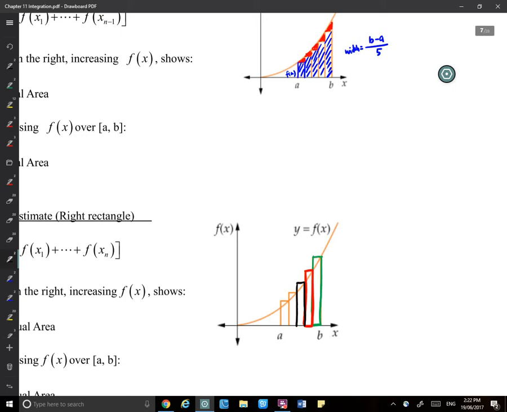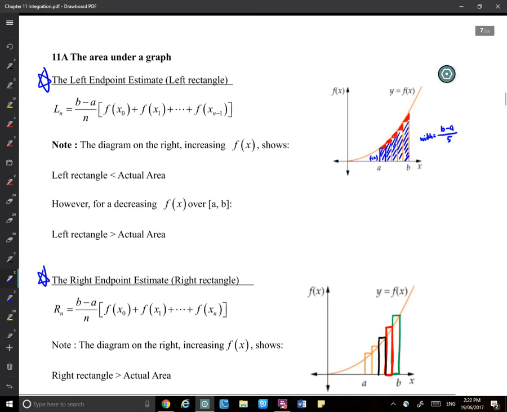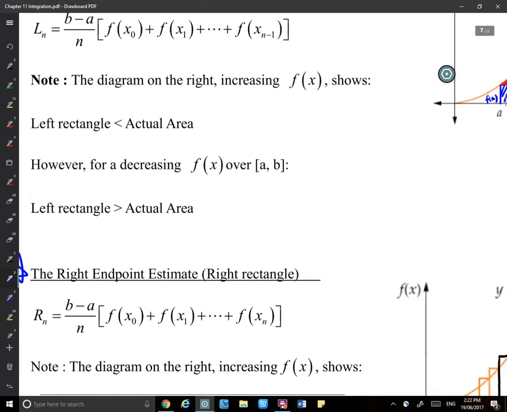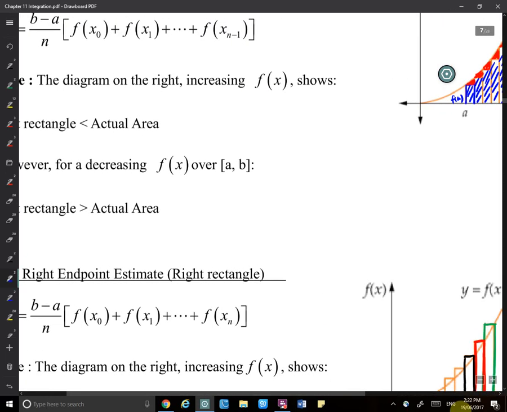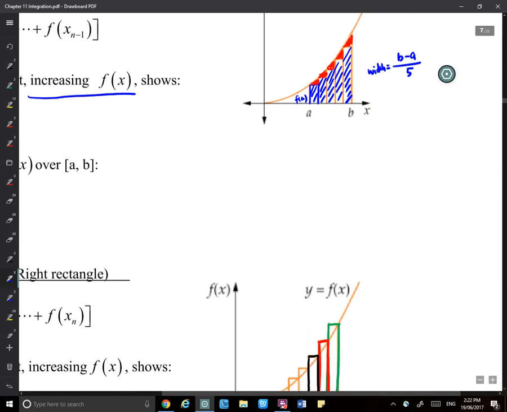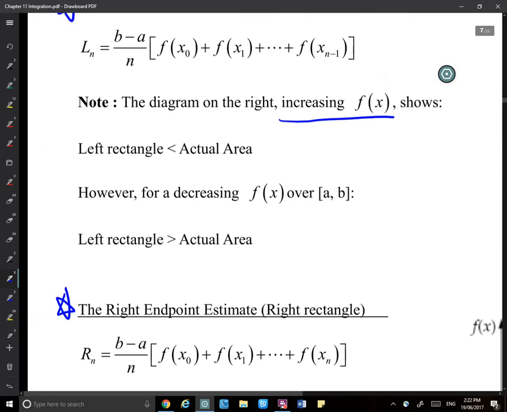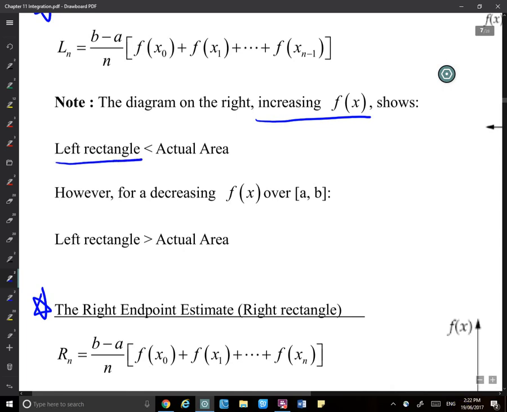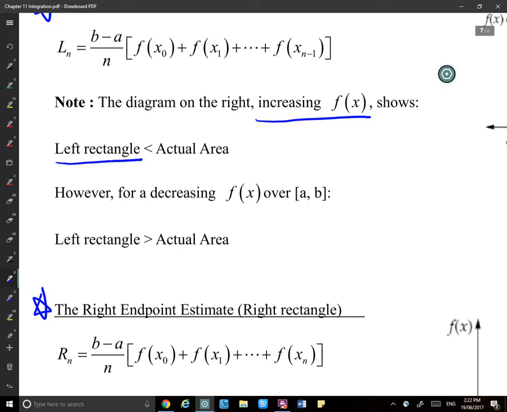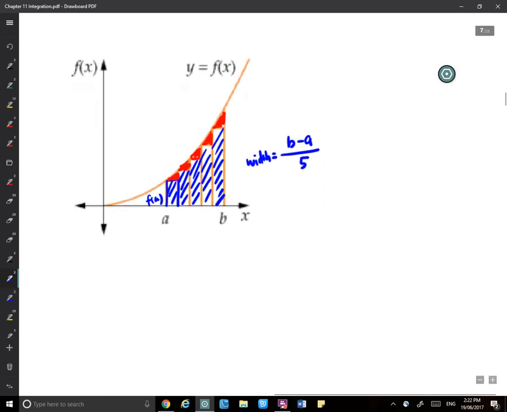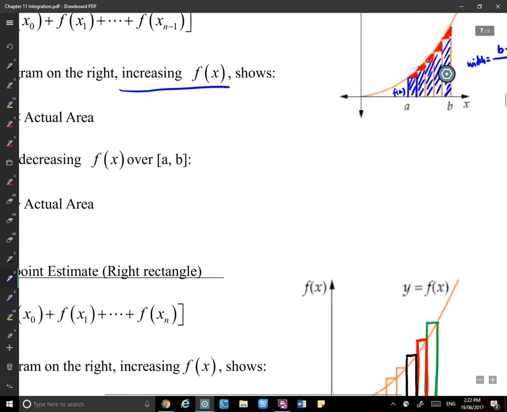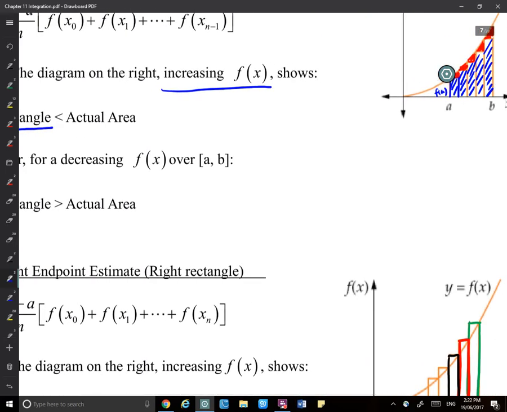So what we can say about this is, if we use left rectangle approximation, or right-hand side endpoint rectangle estimation, if the diagram is an increasing function, like that, and we use left rectangle estimation, that should be less than the actual area. Can you see that's actually less than the actual area? But if it's a decreasing function, let's have a look.